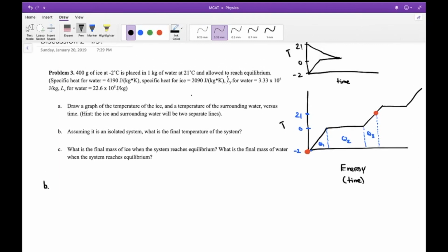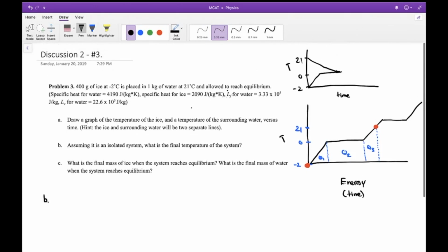I just wanted to go over problem number 3 on week two's discussion worksheet, only because it was a little bit difficult, and I figured I'll work through it. There's quite a bit of confusion among the students, so I'm just going to go over how to think about this problem so that it actually makes sense.